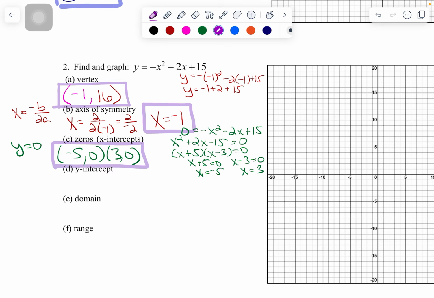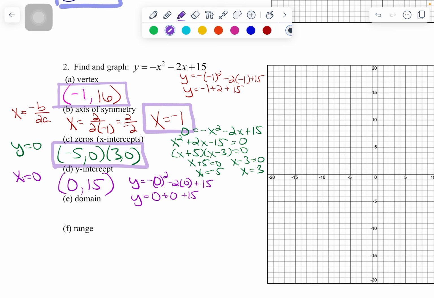Let's find a y-intercept. For the y-intercept, we're going to make x equal to 0. So that's going to be y is equal to -0 squared minus 2 times 0. And I, of course, ran out of room. All right, I'll slide that down. So then plus 15. So 0 squared is 0. Make it negative. You can't. It's still 0. -2 times 0 would be 0. So 0 plus 0 plus 15 would be 15, so 0, 15 for your y-intercept.